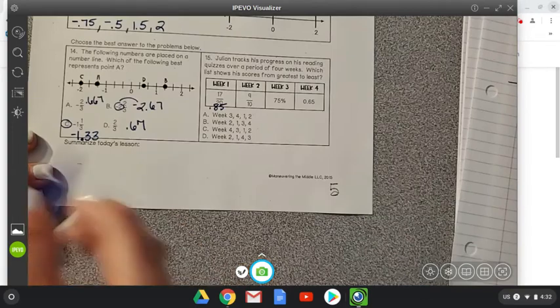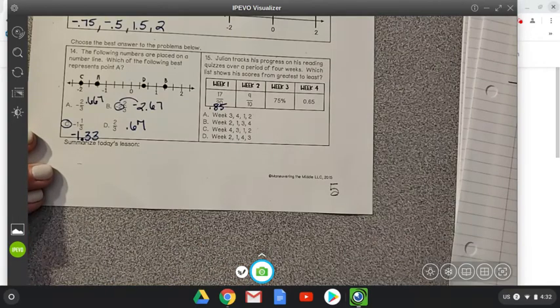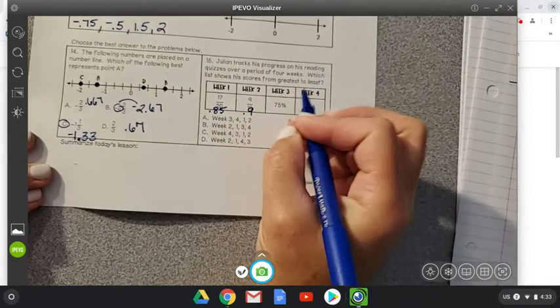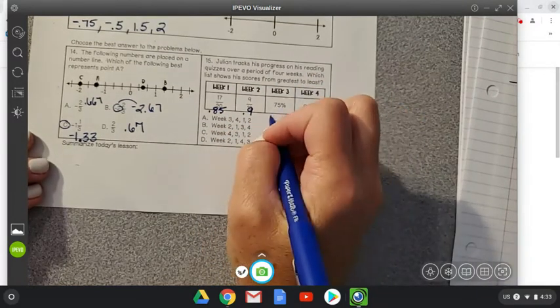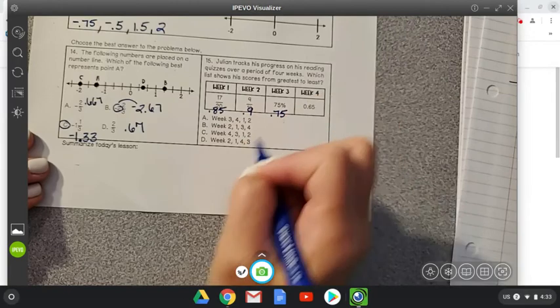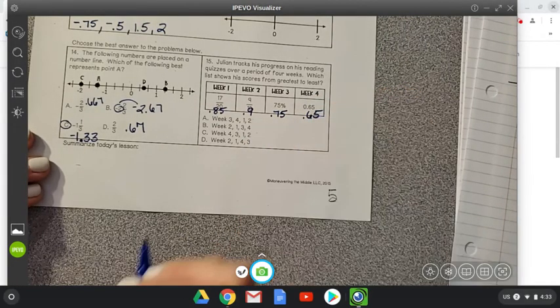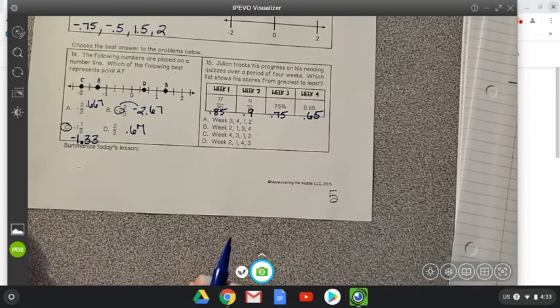That should be 0.85. 9 divided by 10 would be 0.9. When we change this to a decimal, we move the decimal point 2 to the left and get 0.65. And this one is already 0.75, and this one is 0.65.